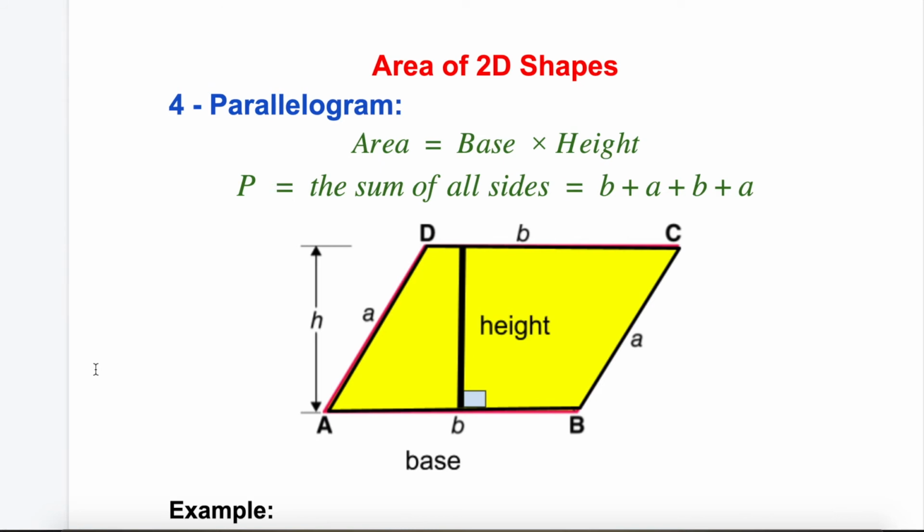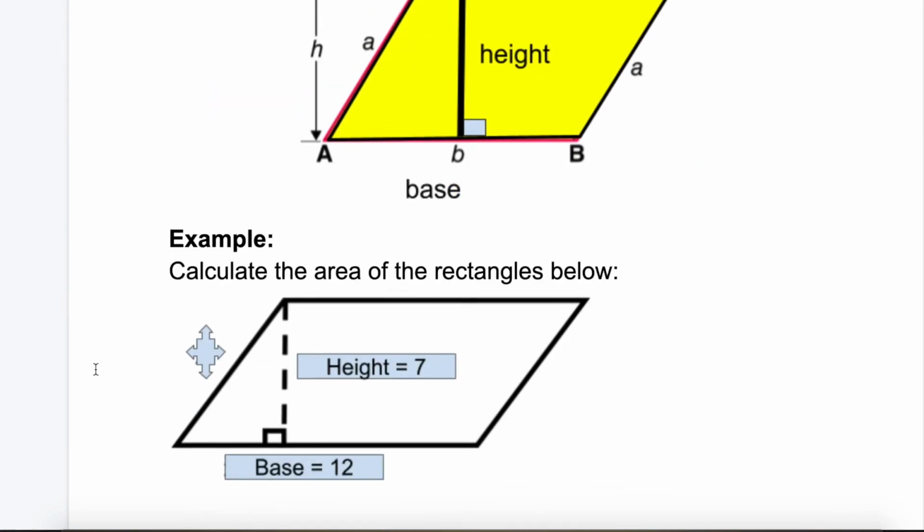So area equals base times height. And for perimeter, just add all the sides. Like I will add B plus A plus B plus A. Small letters, those sides, like CD plus CB plus BA plus AD. Okay, so just add the sides.